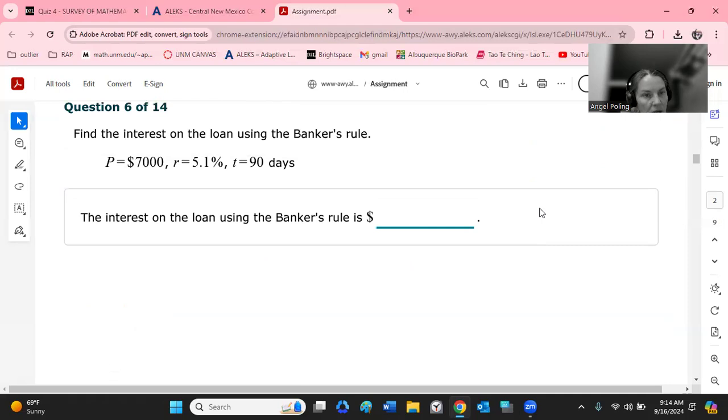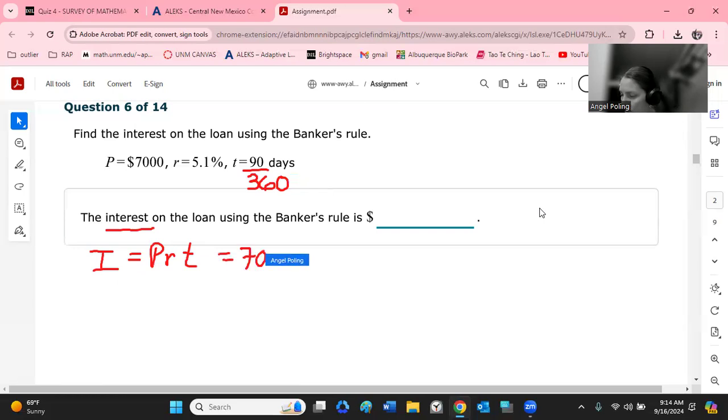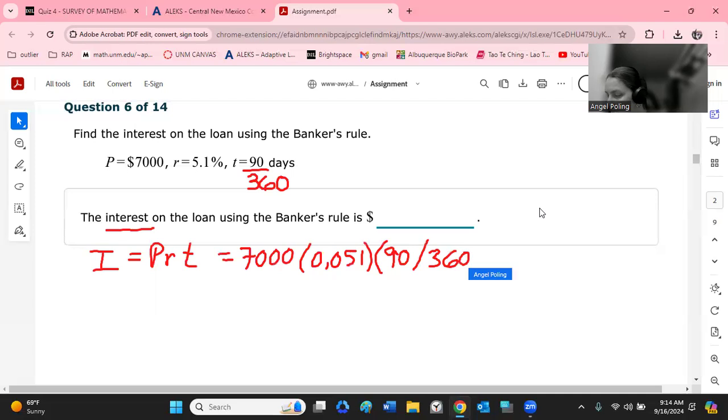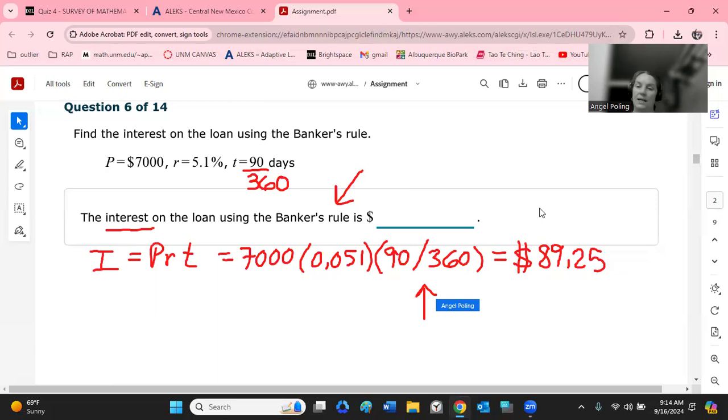Okay, for number 6, banker's rule. They only ever ask us to find I equals PRT, or we use that formula for the banker's rule. And then T is always number of days divided by 360. All right, so T in terms of time, then we have 7,123 times rate, 0.051, times time, which is 90, divided by 360. For number 6, I get $89.25. So the interest on a loan using the banker's rule is $89.25.